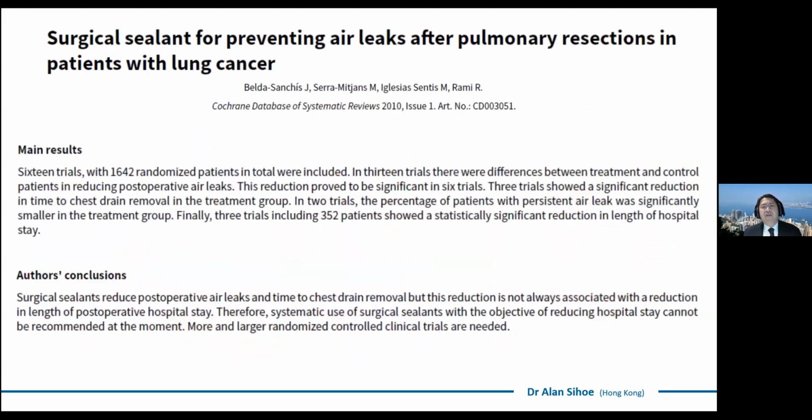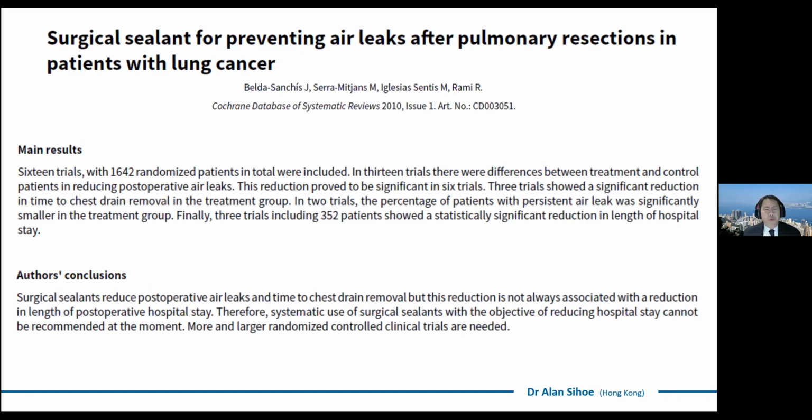A lot of it can be traced back to this Cochrane review. Whenever we talk about sealants, we very often go back to this particular study, this Cochrane review of 2010, which is often quoted. They looked at 16 trials with 1,600 randomized patients. What they found is that different types of surgical sealants can reduce the incidence of postoperative air leaks, but this was only significant in 6 out of 16 trials. And only 3 out of 16 trials showed that these sealants reduced chest drain durations.